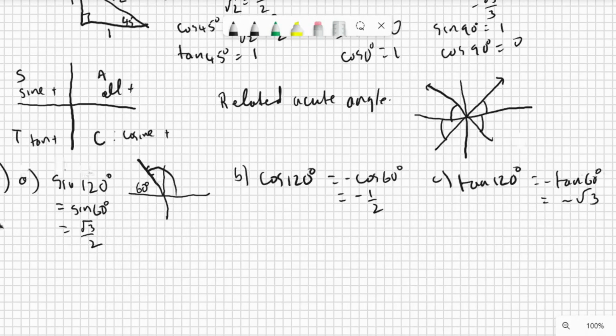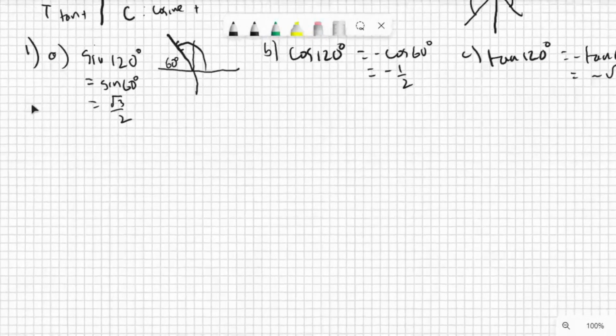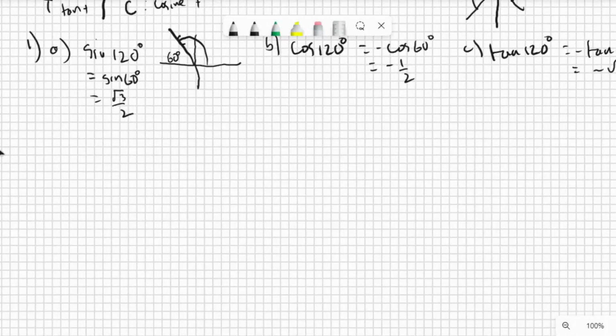Okay, so these are in the second quadrant. The same way, let's say we are finding A, sine of 210 degrees. 210 degrees is in the third quadrant. This is 210 degrees. What's my related angle? My related angle is 180 plus 30 degrees. Remember, the related angle is always with the x-axis. So 30 degrees is here.